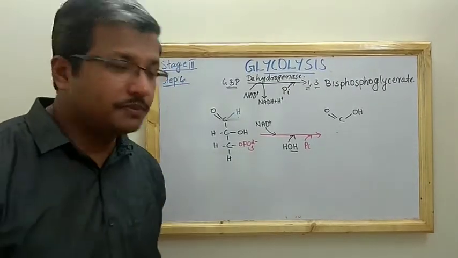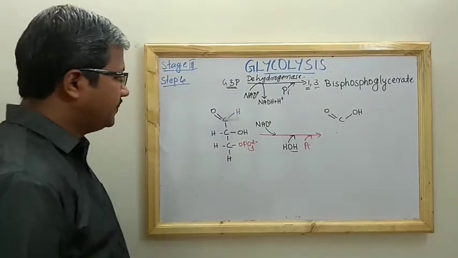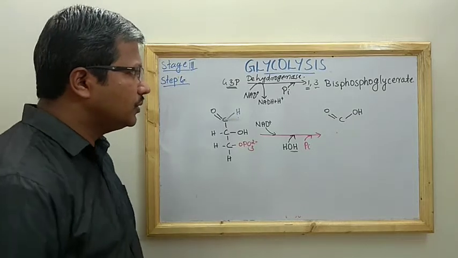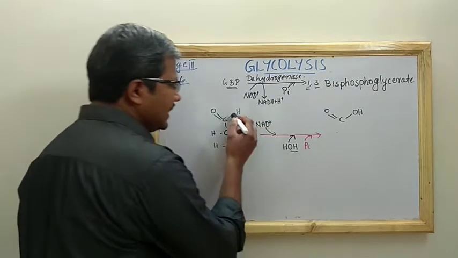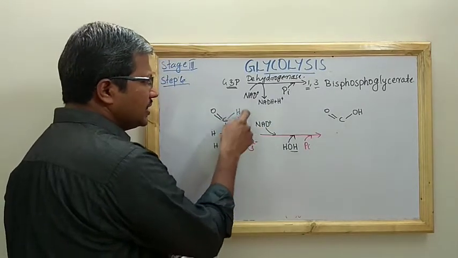So where we stopped? So we can see that this is a reaction that is in step 6, where the glyceraldehyde 3-phosphate is converted into 1,3-bisphosphoglycerate. We can see here this OH is added here. Now if that OH is added here, where this H will be going?